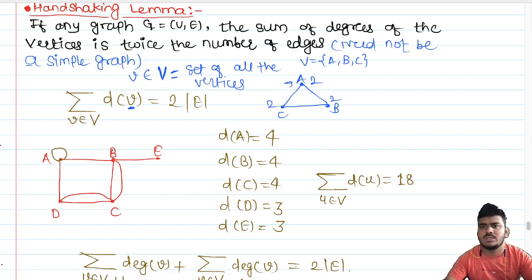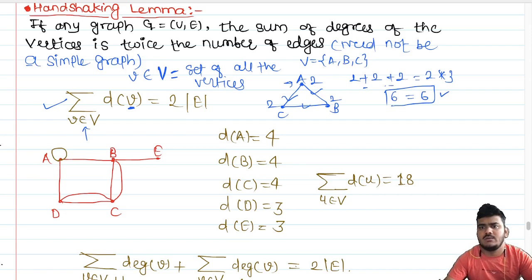So if I apply this theorem, degree of A becomes 2, degree of B becomes 2, degree of C becomes 2, and I have to take the summation, which equals 2 times the number of edges. How many edges are there? This is 1, 2, and this is 3. So 6 equals 6. So we can say that for a simple graph it is true.